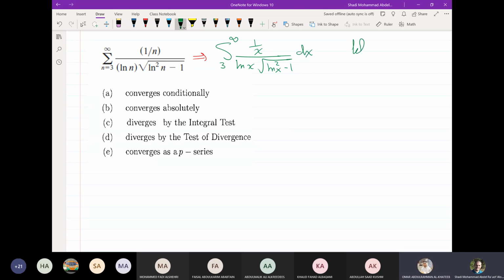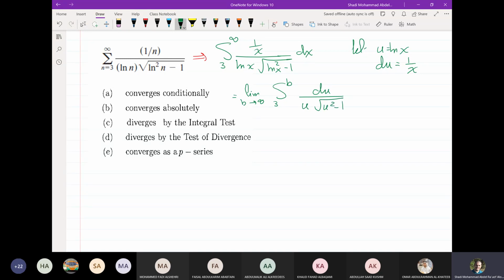Let u equal ln x. Then du will be 1 over x dx. So the integral will be, you can choose the limit as b goes to infinity of the integral from 3 to b of 1 over x dx, which is du. And down you have ln x, which is u, root of u squared minus 1.